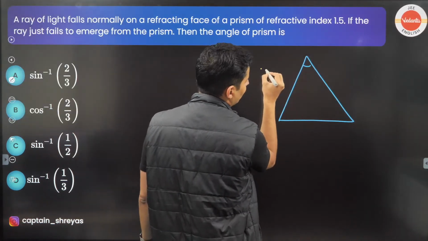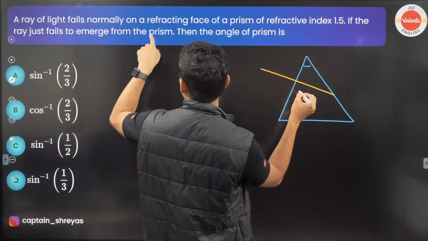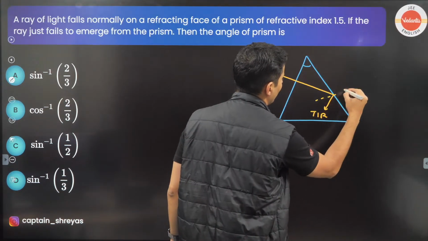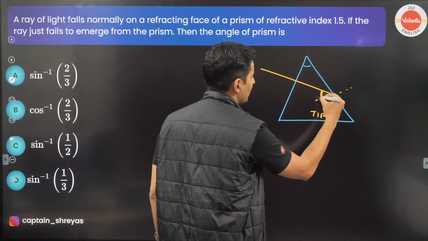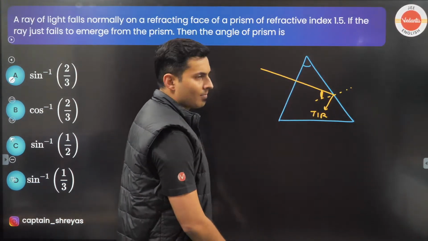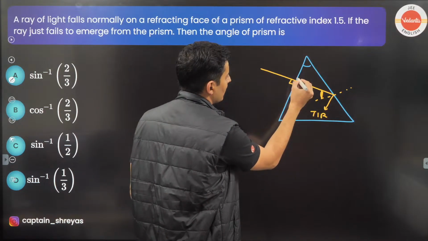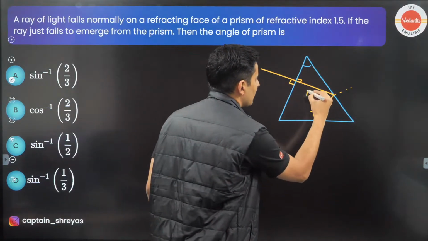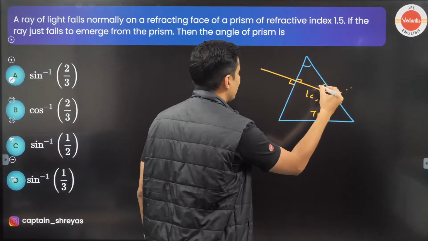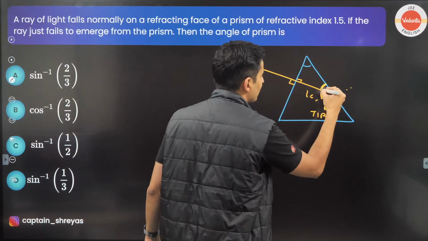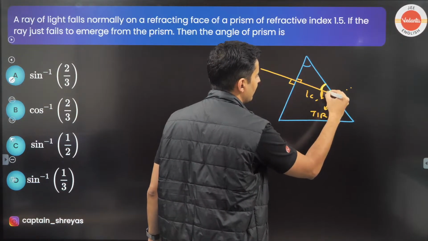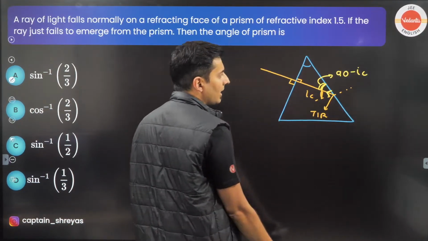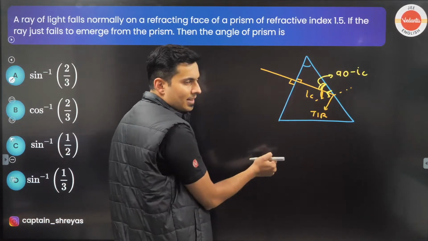If it falls normally, that means it goes like this, and it just fails to emerge, that means there is total internal reflection. So if I draw a normal here, this is basically your critical angle. This is normal incidence. Correct, guys? Perfect. So this is critical angle. So naturally, this angle over here, because this is 90 degrees, shouldn't it be 90 minus the critical angle?